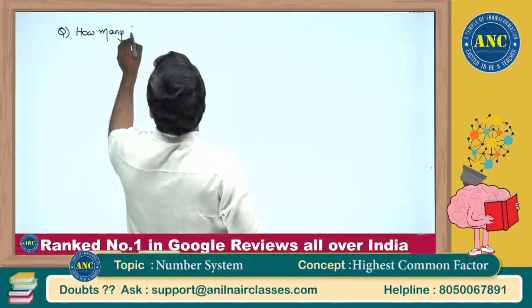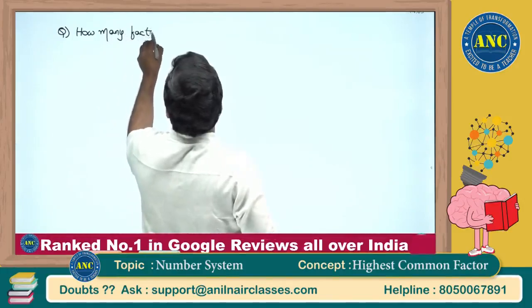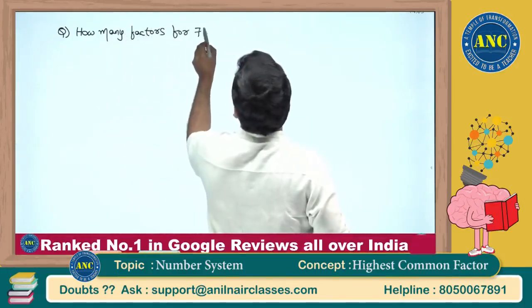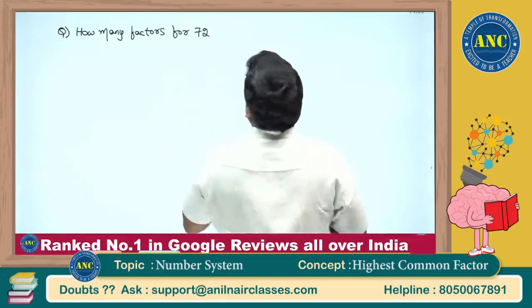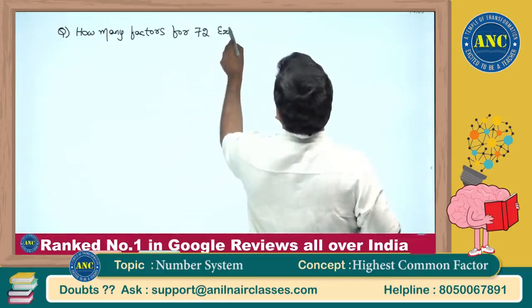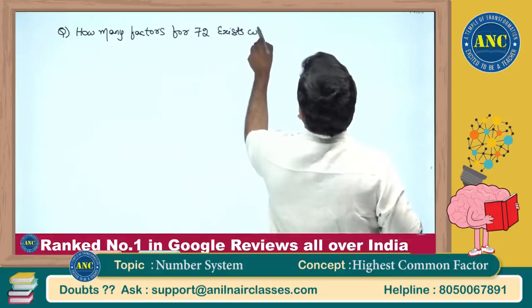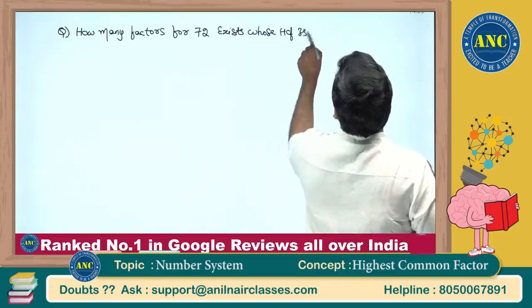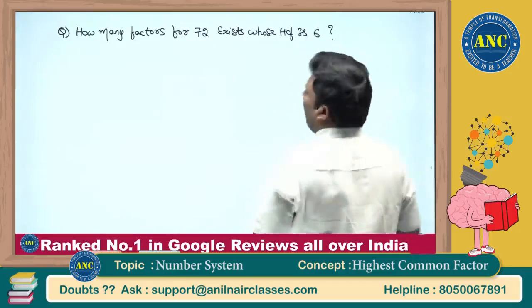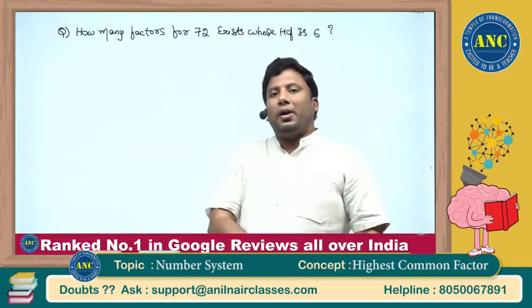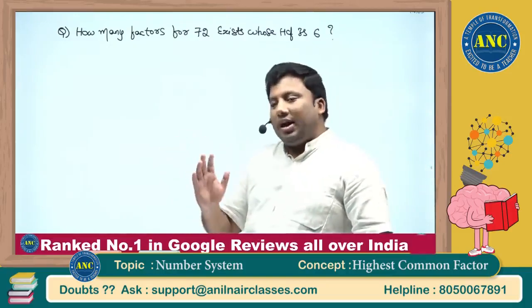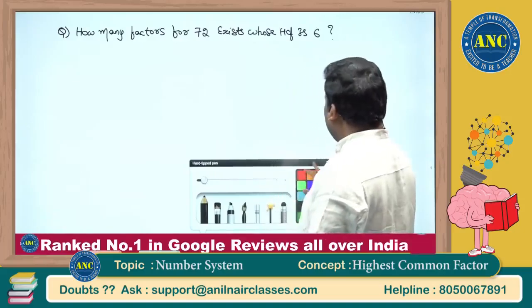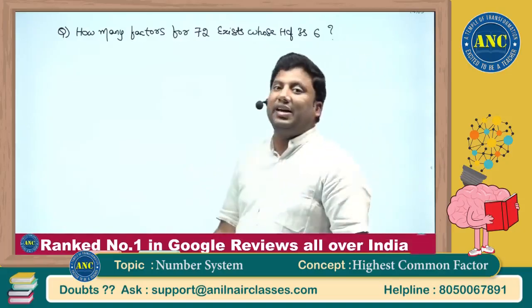How many factors of 72 exist whose HCF is 6? We did HCF 1 earlier. Two numbers are said to be co-prime if their HCF is 1. That one I removed. Now the question is, how many factors of 72 exist whose HCF is 6?